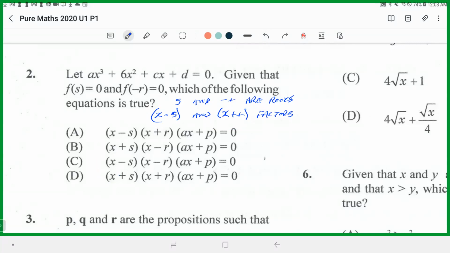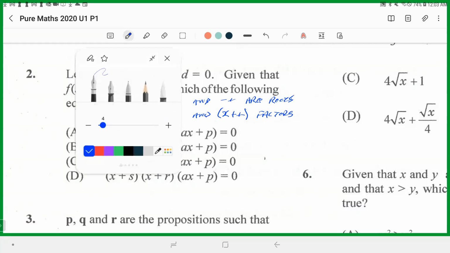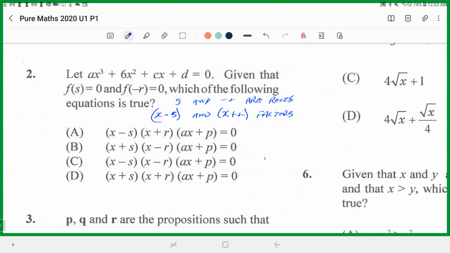So we say x minus s, we say x plus r there. If you notice, you don't have that anywhere else. For example, in the next one where you have x minus r, x minus s, you have x minus r, which is wrong. The correct answer is A.